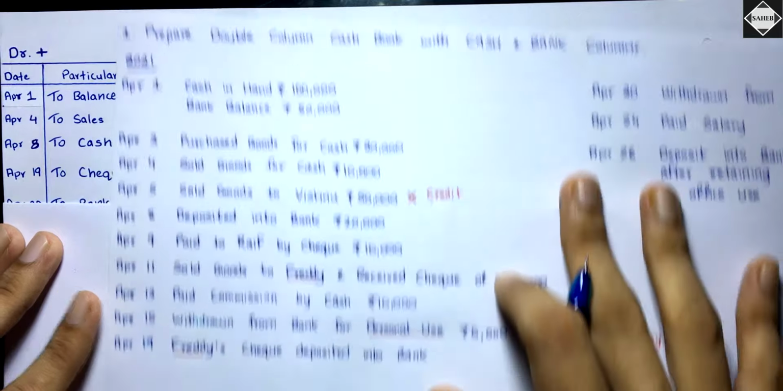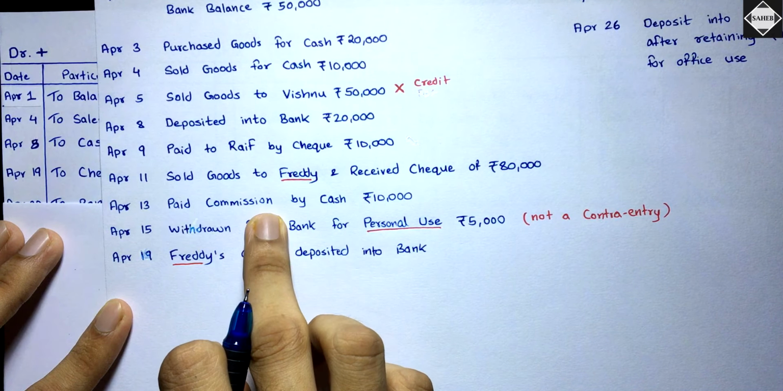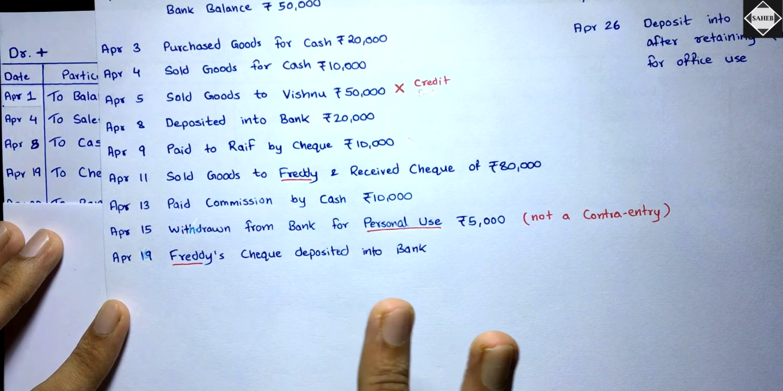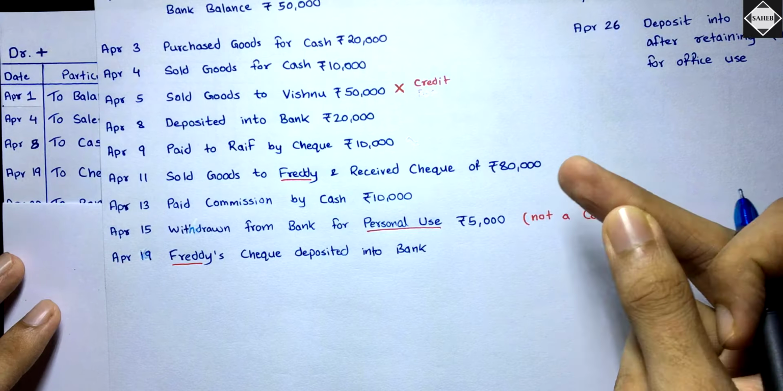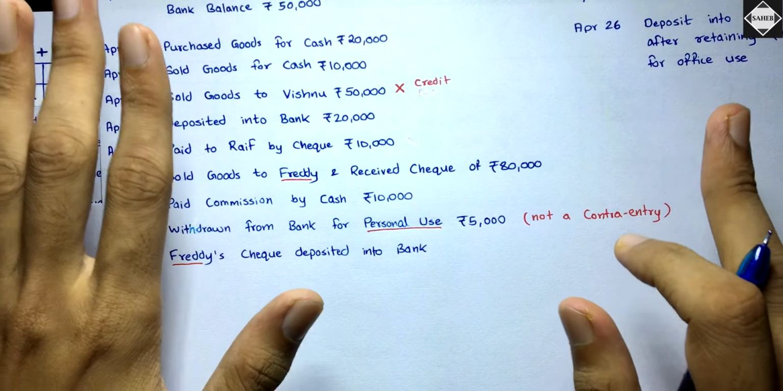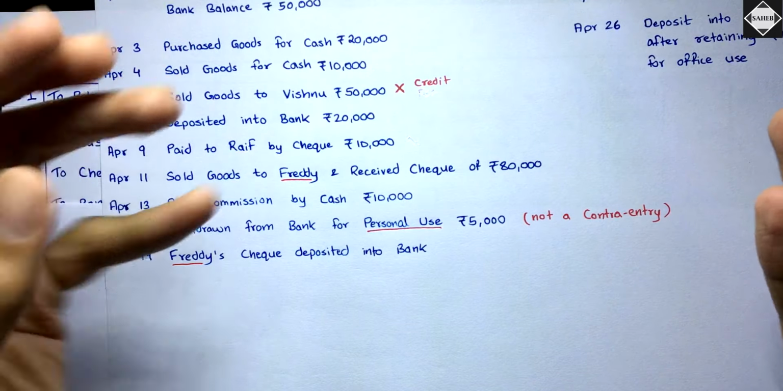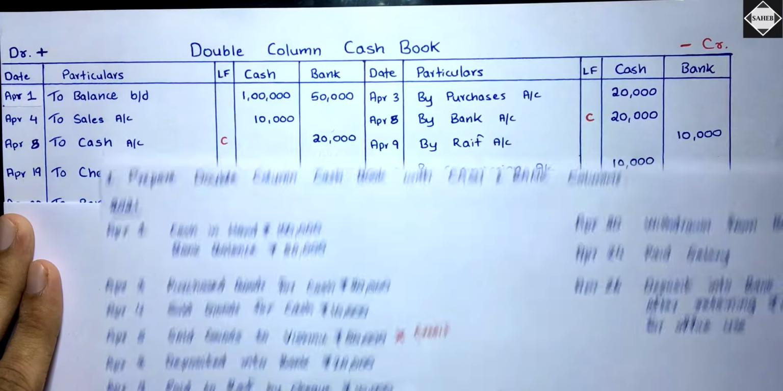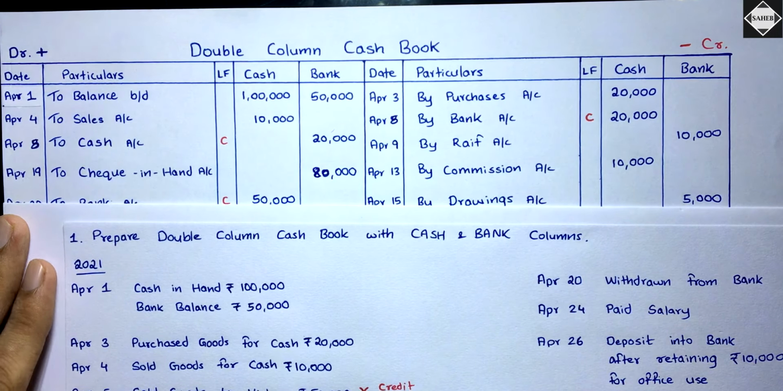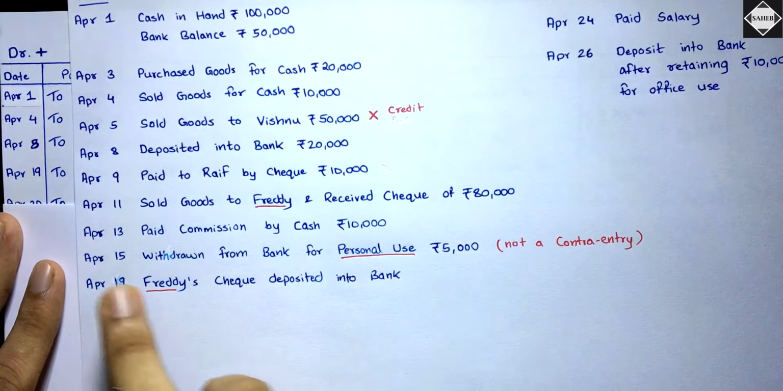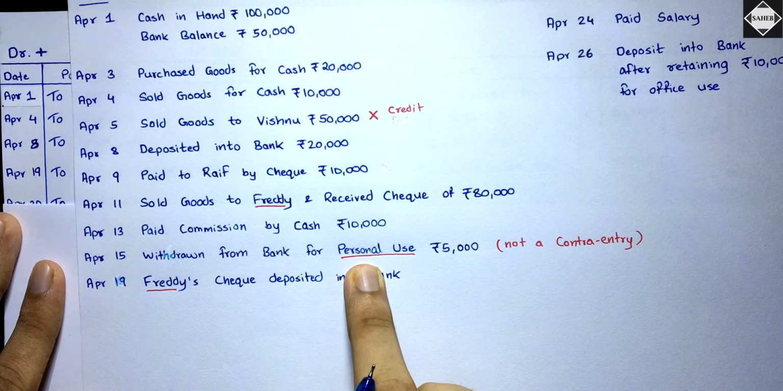If let's say for example they didn't say by cash, if they would have said only paid commission, still you will consider the payment has been made by cash. Whenever the question is silent regarding which mode of payment is done, whether cash or bank, then you will always assume it is cash. Okay, always assume it is cash. Okay, fine. Next transaction, see here, April 15, withdrawn from bank for personal use.